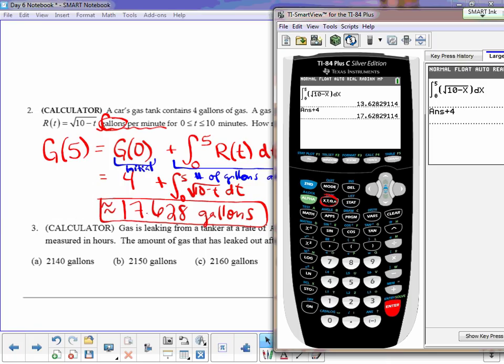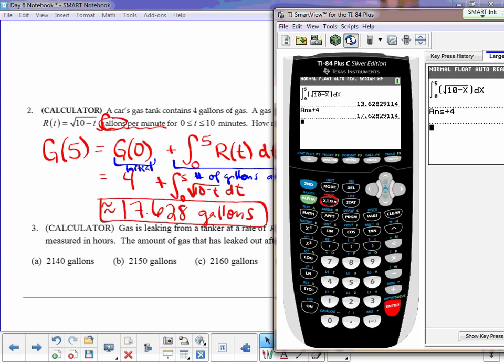Other questions? Now, this piece here, you know that is 4, so it's okay if you don't write g of 0. You could just say 4 plus that integral and then evaluate it.